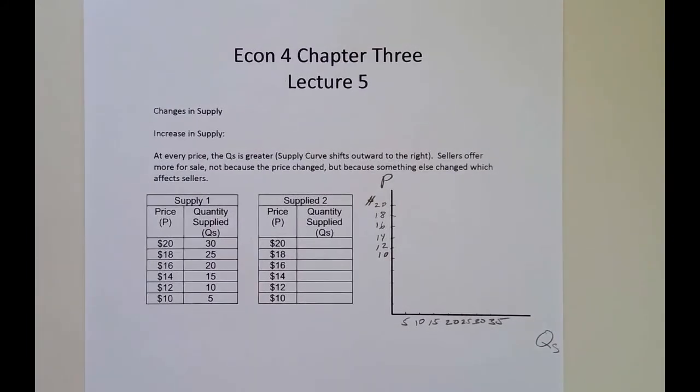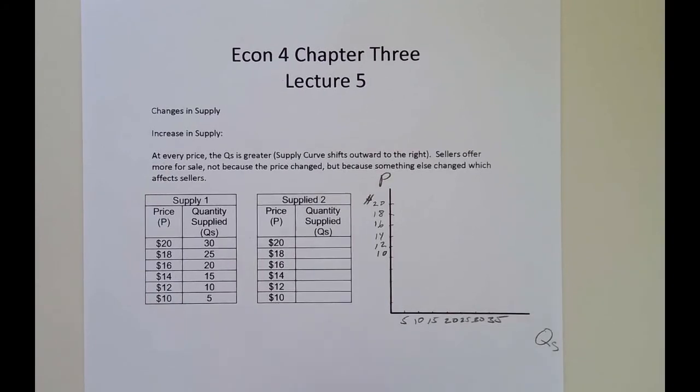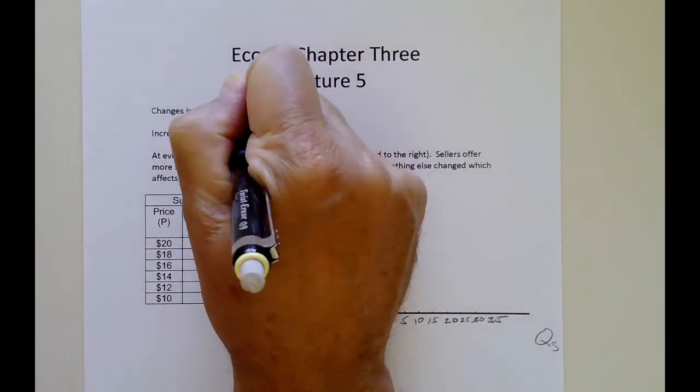Here we have Chapter 3, Lecture 5. Last lecture we talked about supply. We plotted two supply lines, curves. Supply is upward sloping. We talked about changes in the quantity supplied. Now we're going to talk about changes in supply. And changes in supply is when the supply curve shifts.